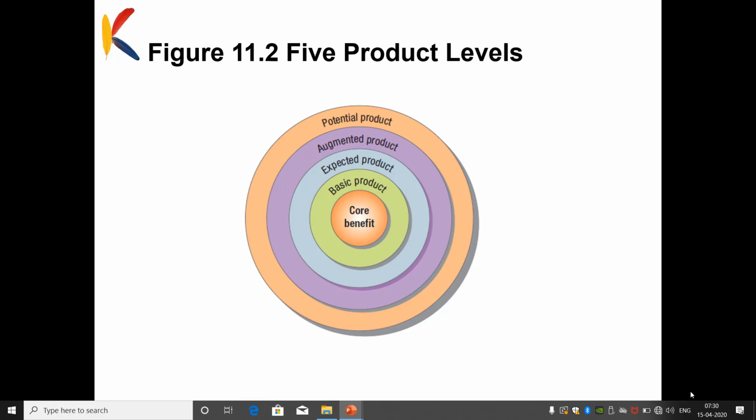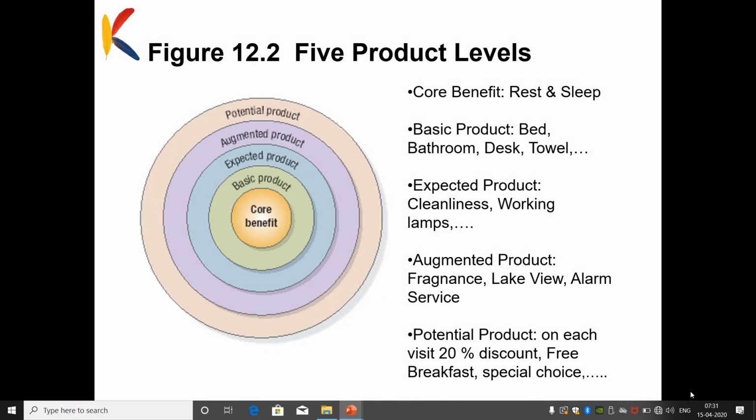Basically, the fundamental level is the core product, and as you move on to each particular level, the benefit which a customer expects from the product or services increases. Let us understand it more with the help of an example of a hotel, where you basically go for a rest and a sleep. The core benefit which you expect when you book any hotel room is what? Rest and sleep. So that is the core product.